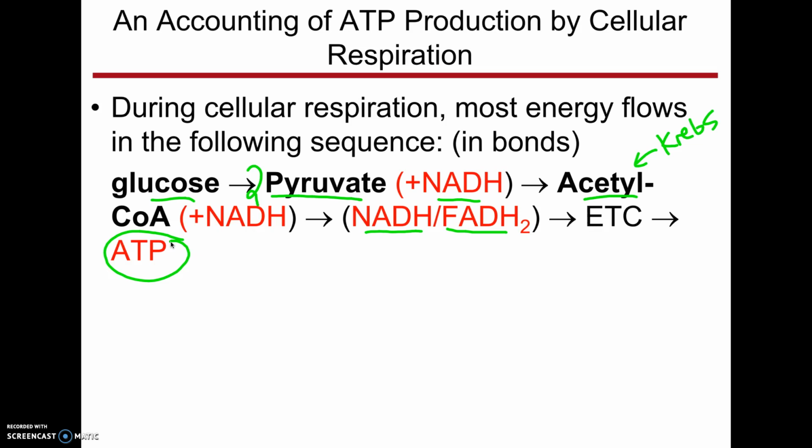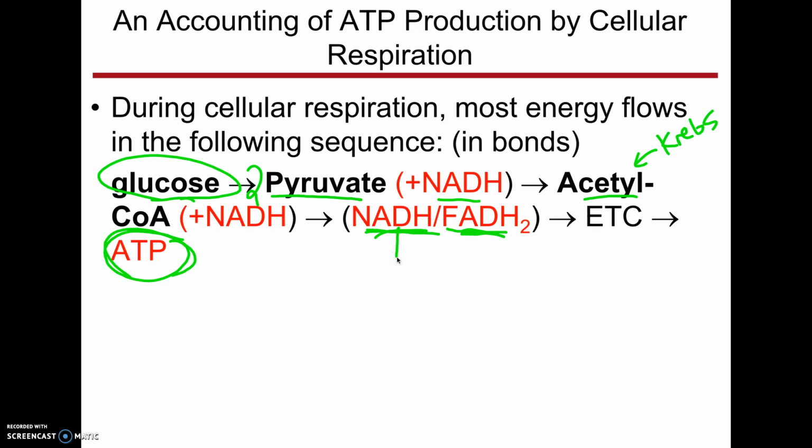So if you were putting it in order from what has the most energy to what has the least energy, glucose has the most energy. And we break the glucose into several ATP. Each ATP has less energy than anything else here. Which of these two has more energy, NADH or FADH2? NADH, why?